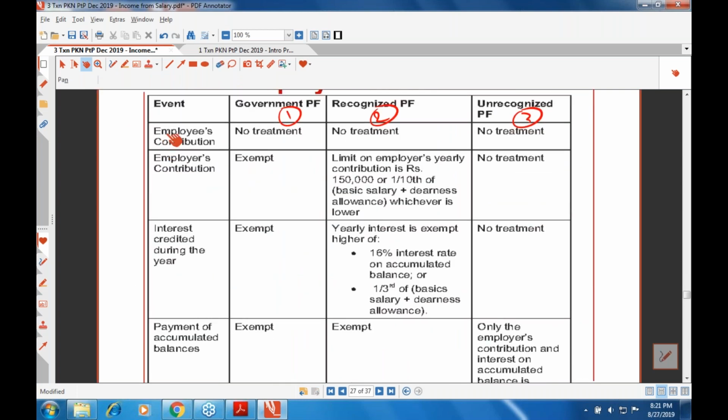It says that when the employee gives a contribution into the fund, there is no treatment. Number two, if the employer gives a contribution into the fund, that income is exempt, with no treatment in an unrecognized fund. The limit on the employer's contribution is rupees 150,000 or 1/10 of basic plus dearness allowance, whichever is lower.